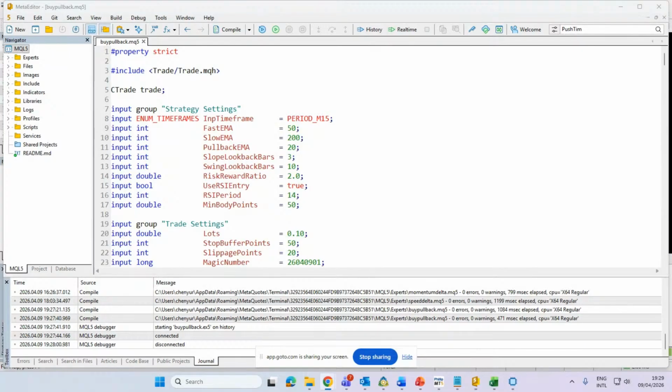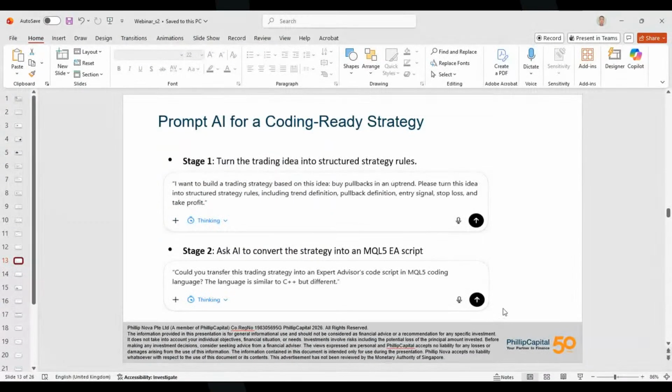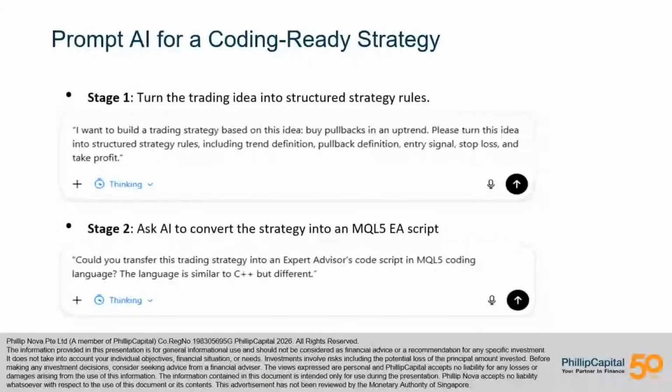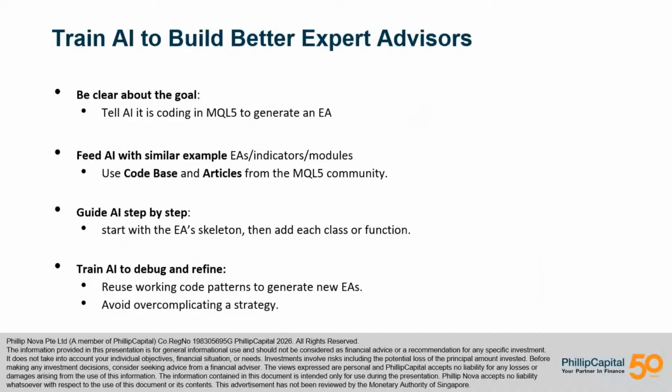Now let's go back to our slides. Okay. So just now I showed you a very easy example about how to use ChatGPT to build up an EA. But if you already have a much better idea, a much better strategy, of course you can use AI to build the same, more complex EA.